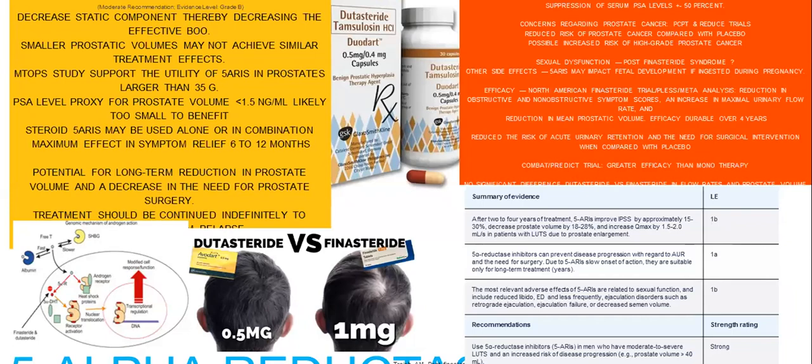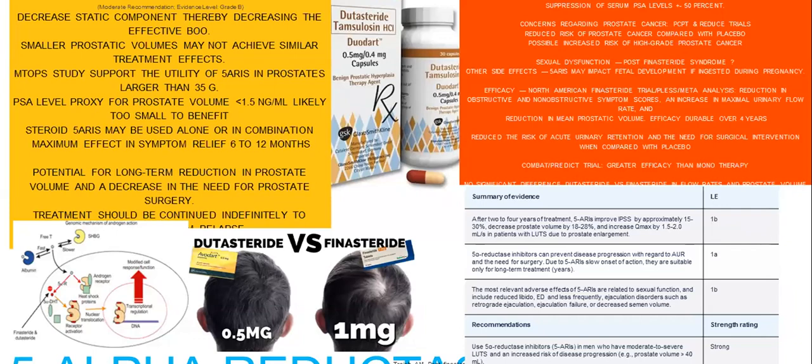The way that they work is really by decreasing the prostate volume. They improve the static component of BPE and thereby reduce the effective bladder outlet obstruction. Unfortunately, with smaller prostates, unlike alpha blockers, they have less of an effect. The only issue with them is that they can take some months to start working, and really the maximum effect is seen after 6 to 12 months. But the potential for long-term reduction has been well described, and they decrease the need for surgery. And generally, the treatment should be continued indefinitely.